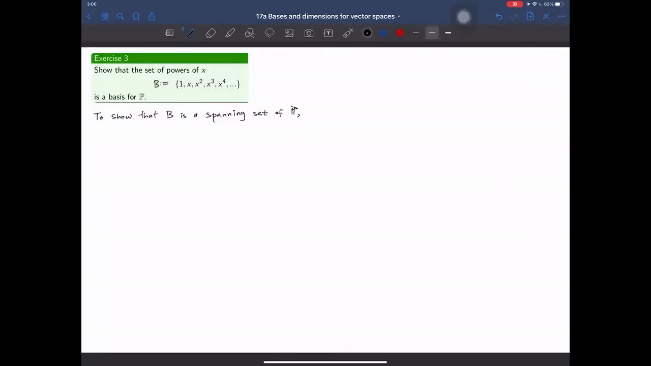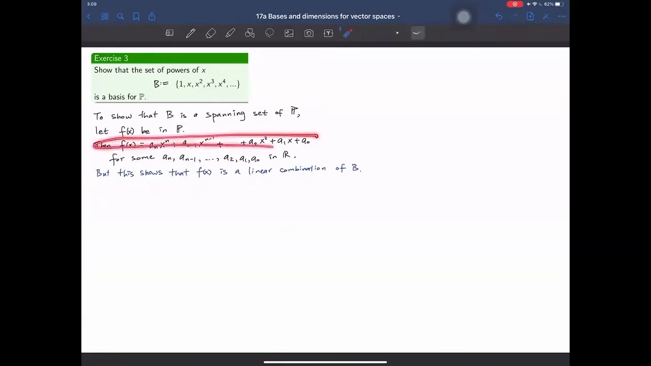To show that our set B is a spanning set of the set of all polynomials, let f be some polynomial. So f can be written in the standard form for some numbers that are the coefficients for f. But just writing this down already shows that f is a linear combination of B. f was an arbitrary polynomial, and any polynomial can be written in this way as a linear combination of a finite subset of B. So B is a spanning set of P.